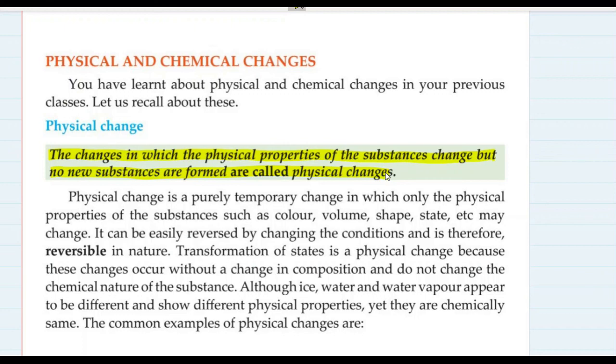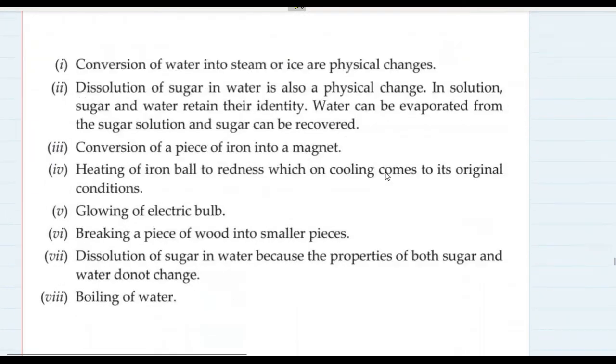If you heat water, it will get converted into vapor, but it's a physical change because it's a temporary change. Generally, physical changes are temporary. But breaking of glass, cutting of hair, tearing of paper is not even temporary. It's permanent. So the huge difference, the only criteria for differentiating between physical and chemical change, is whether new substances are formed or not.